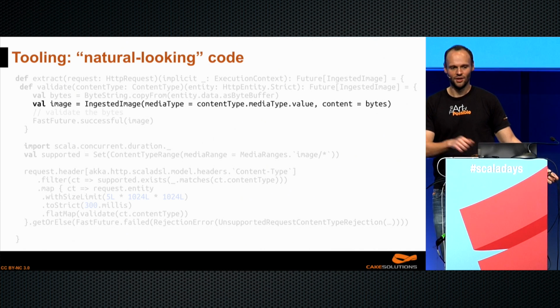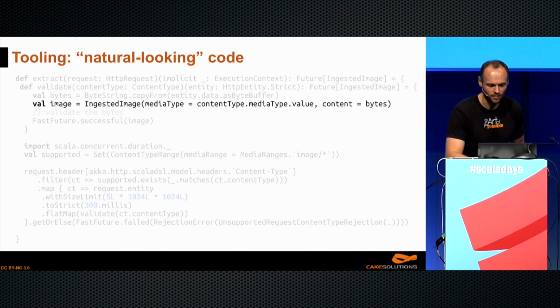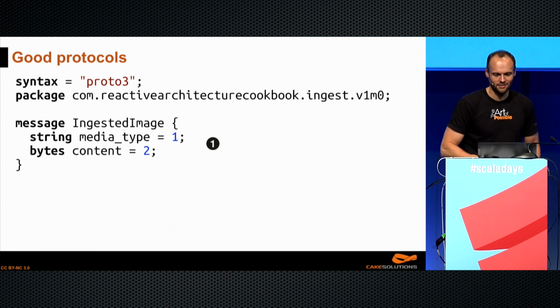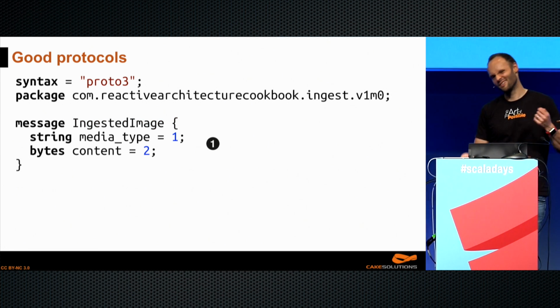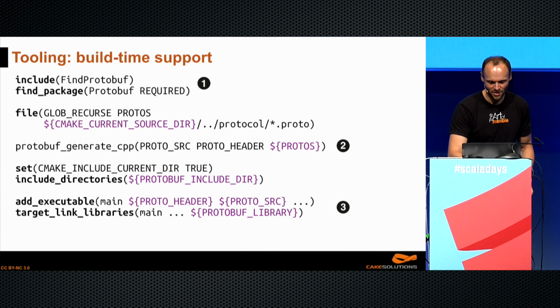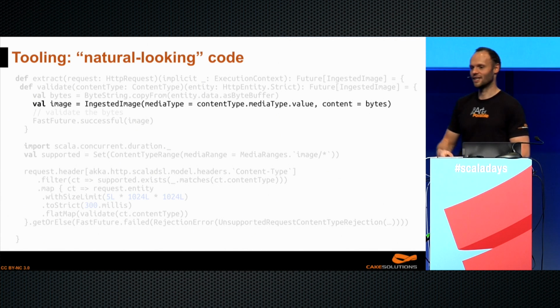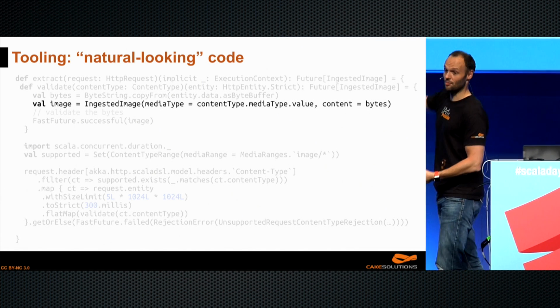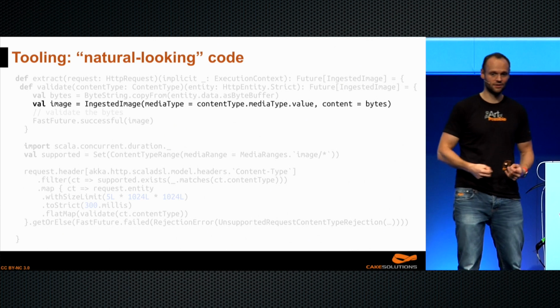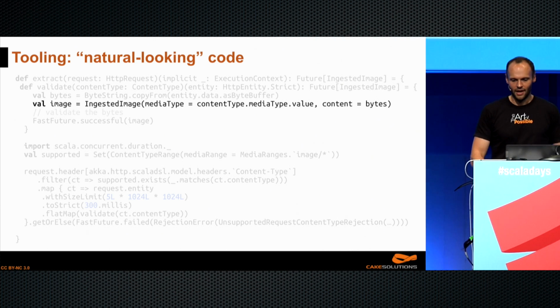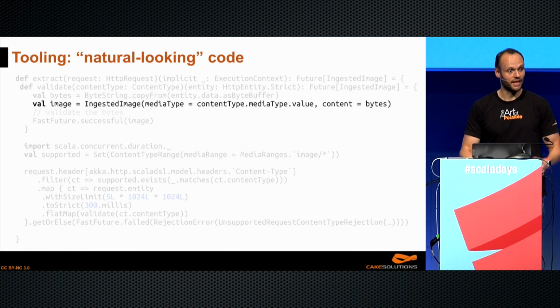So this ingested image with underscore for content type, if you remember, we had media underscore type. You'd go, oh man, this is in Scala, right? But no, the generated code gets camel cased, so it's media uppercase type. It looks good, it fits the environment. So that's something you should look for in your choice of protocol.